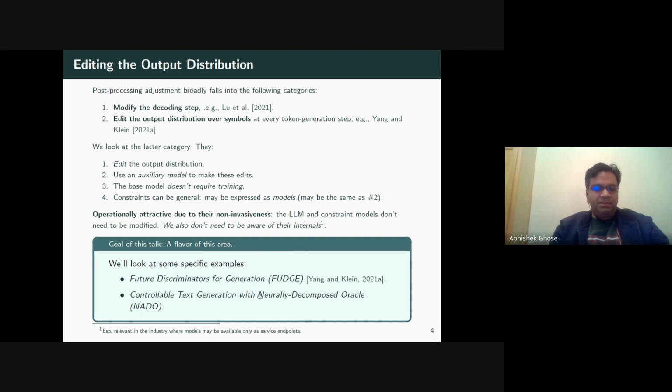And the goal of this talk is to give a flavor of this area. Like I said, it's a little underexplored, so I think I'm doing my part in making this a little more well known. And we'll cover two techniques, FUDGE and NADO, in the next few slides.